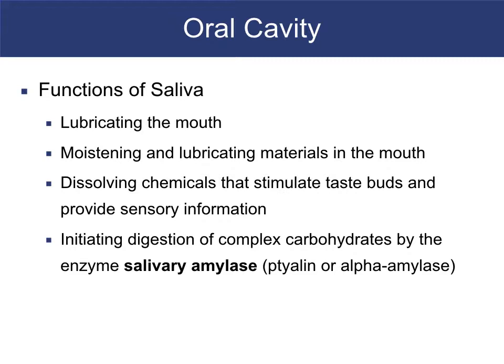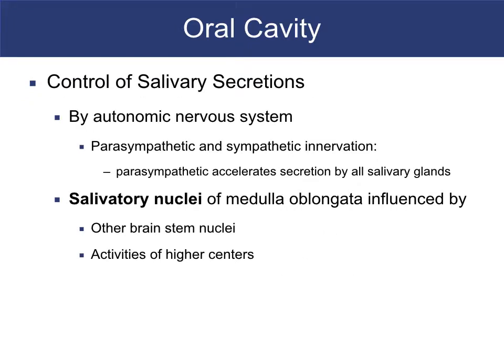Anyway, what does saliva do? It lubricates your mouth, makes spit, allows you to spit things. It dissolves some chemicals, has your taste buds, remember they're right there in your mouth. Here's the salivary amylase, which is the first one that starts digesting the complex carbohydrates like that saltine cracker I mentioned.